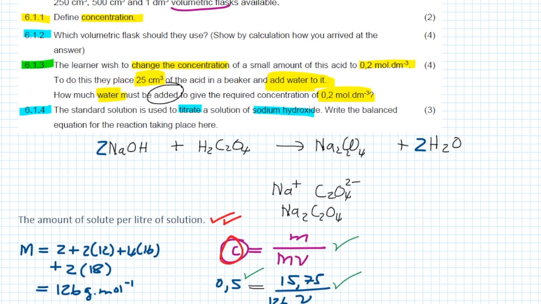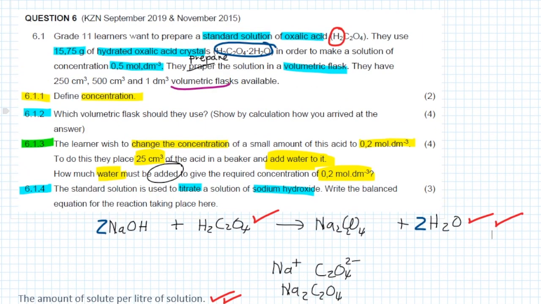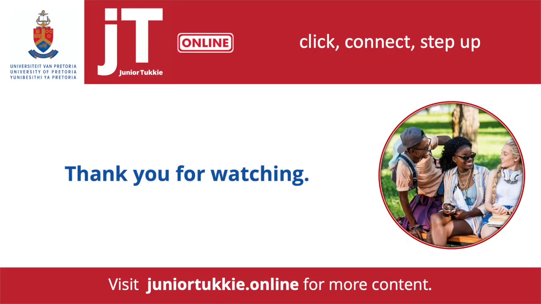So you can get 1 mark for your reactants, 1 mark for the correct products, and lastly a mark for balancing the equation correctly. So this brings us to the end of this video, but not the end of question number 6. So please be sure to join me in the next video where we're going to continue with question number 6 on acids and bases.